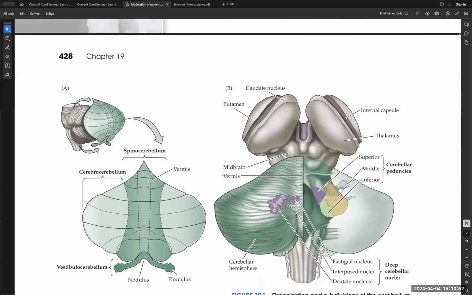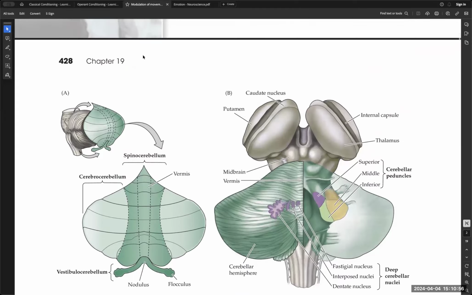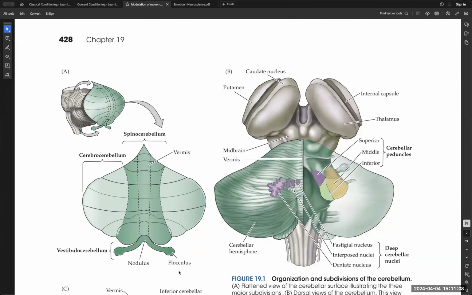Excellent. So let's go back and just summarize what we said very quickly. There are three subsections of the cerebellar cortex: cerebrocerebellum, spinocerebellum, and what we call the vestibular cerebellum, which has a nodulus and a flocculus. These are the subregions of it. And we also have the deep nuclei of the cerebellum, which are basically three nuclei or nuclear groups in this regard.